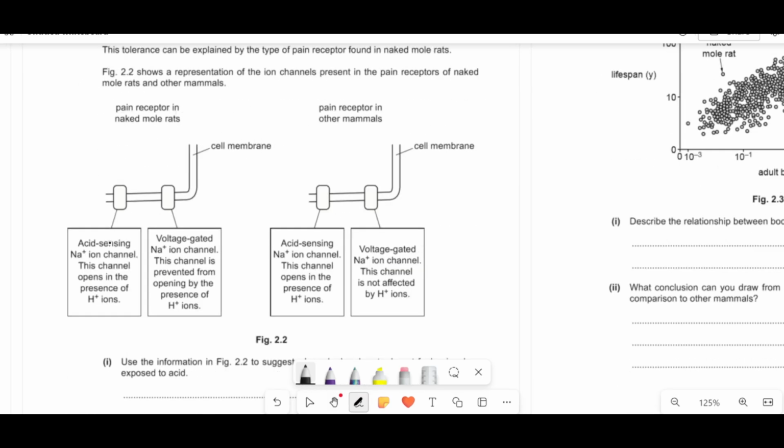So here we have a cell membrane. We've got an acid-sensing Na+ ion channel that opens in the presence of H+, right? More H+, more acidic. Here you have a voltage-gated ion channel. This is prevented from opening if you have H+. So if you have more H+, this isn't opening, right? But this will open if you have more H+. So if you have a lower pH, this will open, because lower pH means more H+, more acidic, not open, right? Whereas here, acid sensing, this opens in the presence, so lower pH opens, and then here, this channel is not affected by H+ ions, so it may be open depending on this.